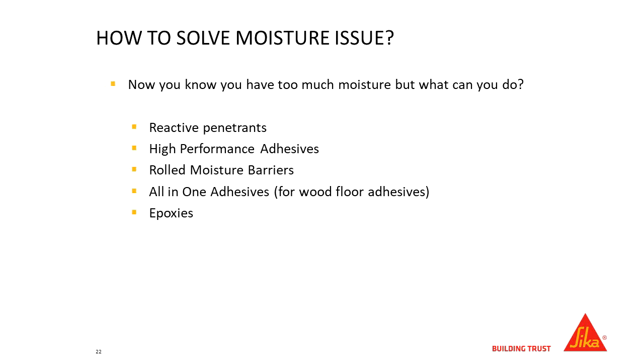So he's going to come to the flooring contractor. Again, this is the best case scenario, and say, okay, what are my options here to mitigate this problem? What are my options to be able to handle that moisture and have it not affect my schedule? So at that point, you have several options. You have some reactive penetrants. You have high performance adhesives that we'll talk about a little bit. You have rolled moisture barriers. You have all-in-one adhesives, which is the wood version of high performance adhesives. And then you have epoxies.